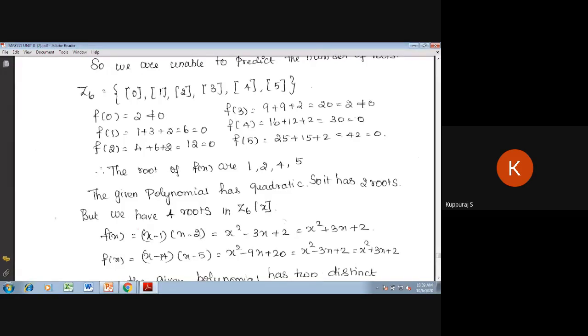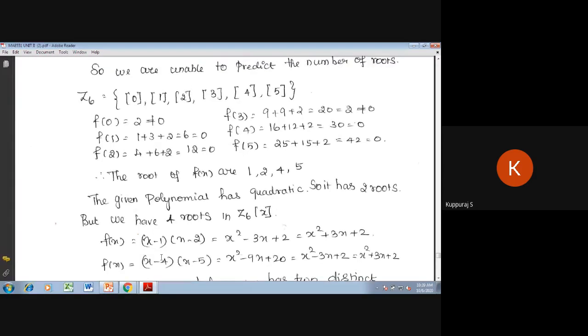Once again, look at the coefficient of x, that is minus 3. Minus 3 is congruent to plus 3 under mod 6. So x minus 4 into x minus 5 is equal to x square plus 3x plus 2, which is the given polynomial, which was received under mod 6, since the given polynomial belongs to Z6.